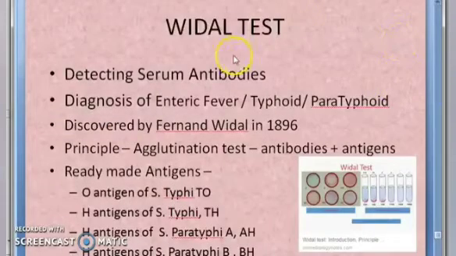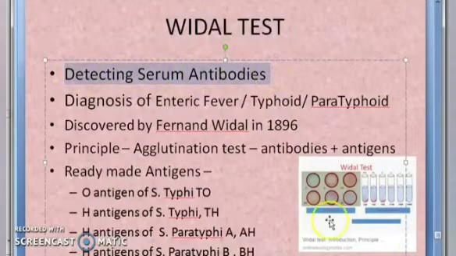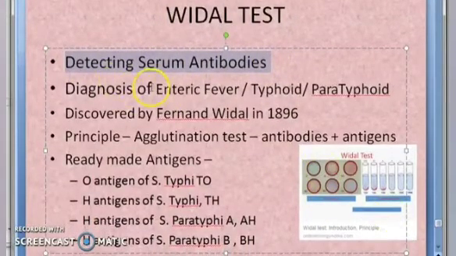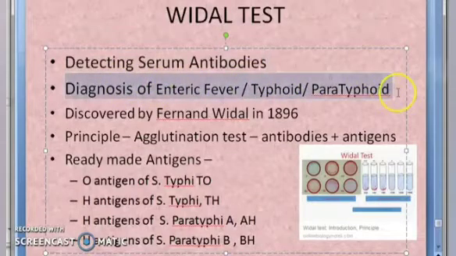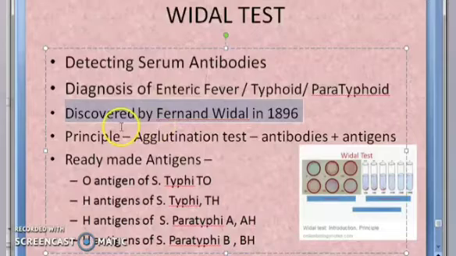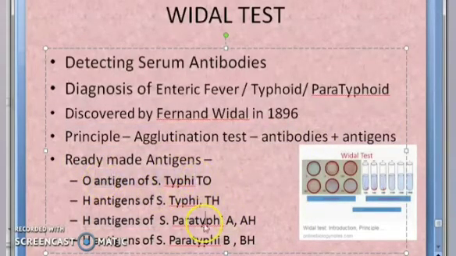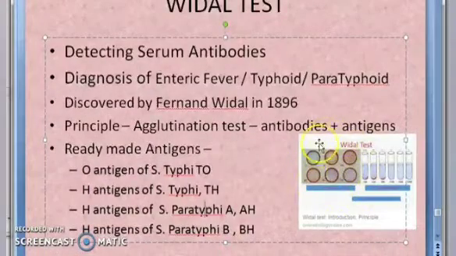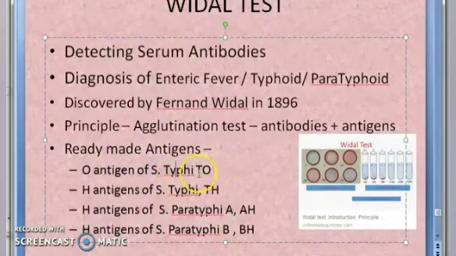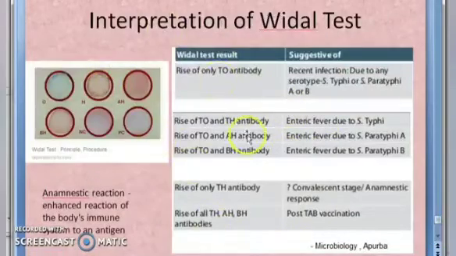Very good. Let's revise the Widal test. It is for detecting the serum antibodies, especially used in typhoid fever, diagnosis of enteric fever, typhoid, paratyphoid. It was discovered by Widal in 1896. The principle is an agglutination test. Antibodies and antigen agglutinate. You have ready-made antigens for these. Sometimes they could even be bound in these plates and you can just directly use them. So, O antigen of Salmonella typhi, H antigens of Salmonella typhi, H antigens of Salmonella paratyphi A and H antigens of Salmonella paratyphi B. And this is the interpretation of the test.